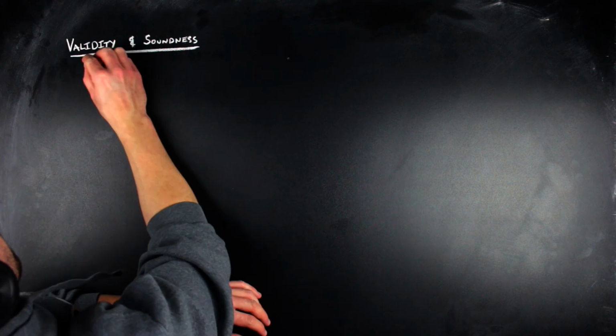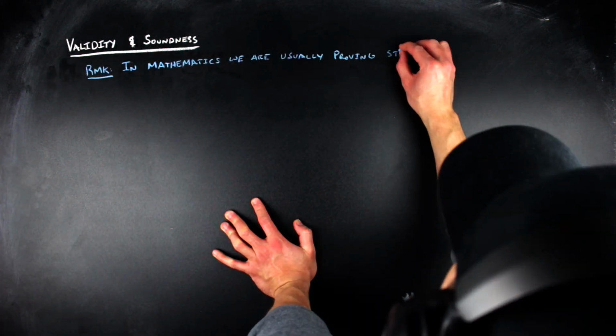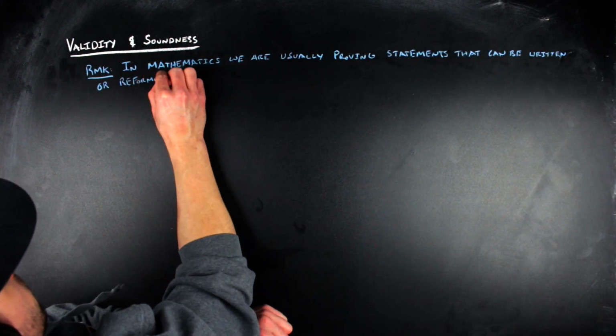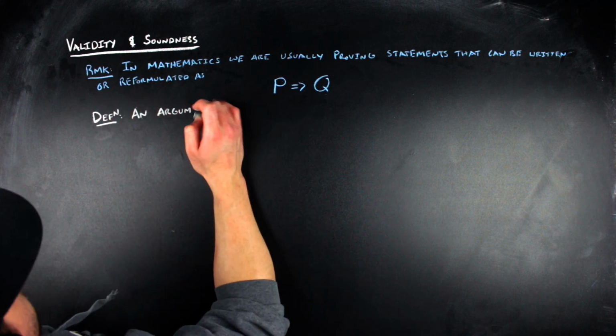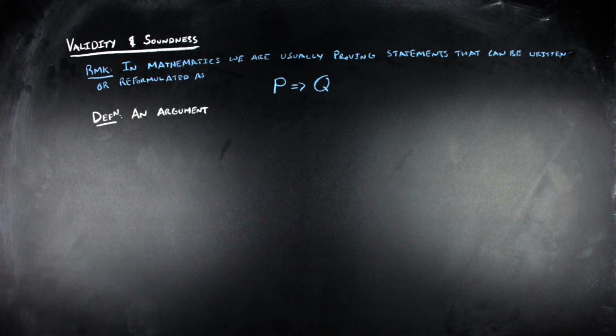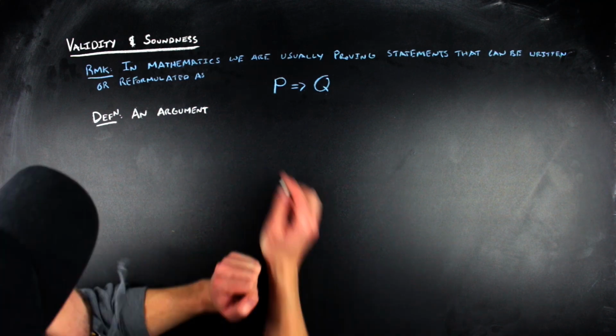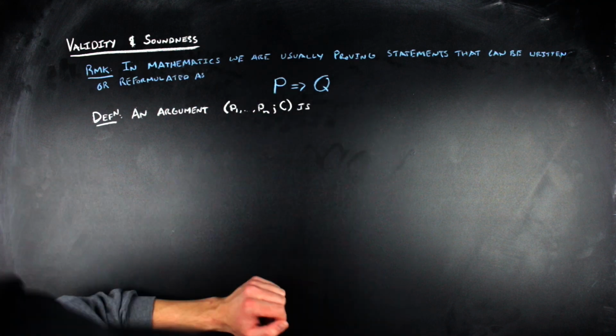And generally speaking, a lot of the statements that we're proving in a mathematical context can be reformulated as conditionals, or as if-then statements. Now, an argument, which is just a collection of premises, P1 through Pn, and a conclusion C, is valid if, should we just assume that all of the premises are true, then we'll be able to conclude that the conclusion is true.